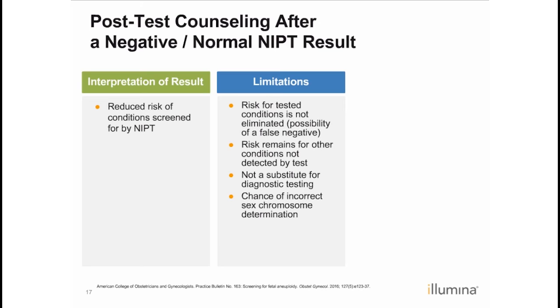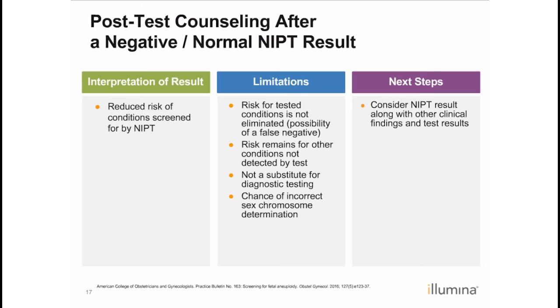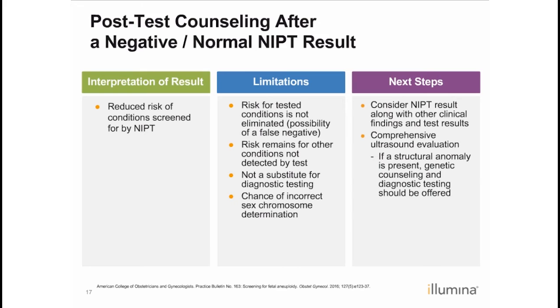Dr. Chavez, what are the next steps to discuss with the patient if she receives a negative NIPT result? It is important to use the NIPT result in conjunction with other clinical findings, history, and test results. Patients should know that a detailed ultrasound evaluation is still indicated, and if a structural anomaly is present, diagnostic testing should be offered. Open neural tube defect screening is still recommended as NIPT does not screen for these defects. However, additional aneuploidy screening tests like a combined first trimester screen or a quad screen should not be performed to further assess for fetal aneuploidy.